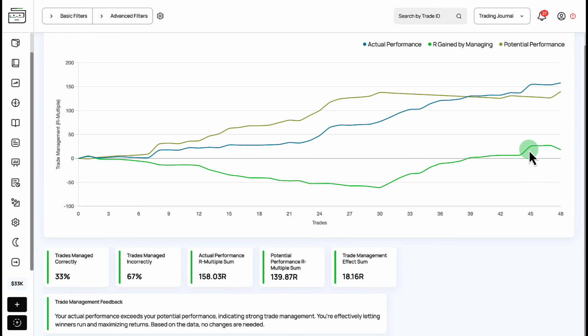So let's take a look at this, whereas previously the trade management effect line was red, in this case it is green. We can see it here. This corresponds to this bright green line. And here we see a jump in the trade management graph, indicating that we have actually made money by managing our trades. So let's click on this point where we have a jump in the curve.